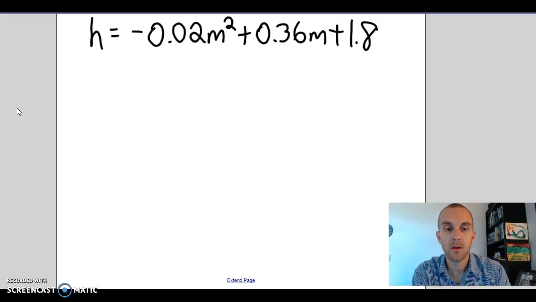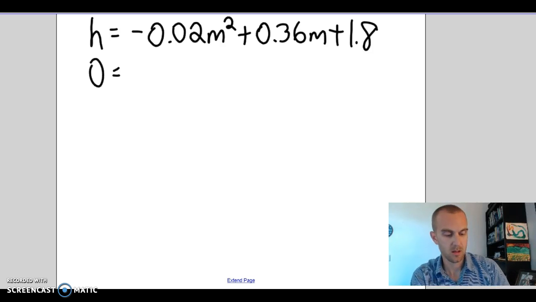So the question is, how far will the shot put travel horizontally? If we think about what that means, it's when does it hit the ground? And at the ground, my height is 0. So I can rewrite this equation, remove the h and plug in 0 for h.